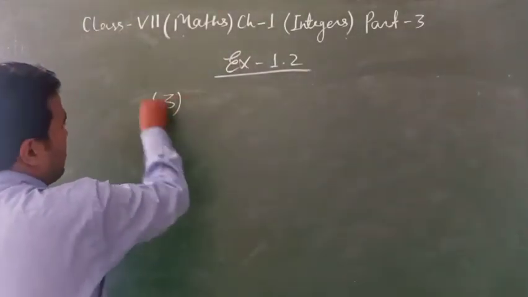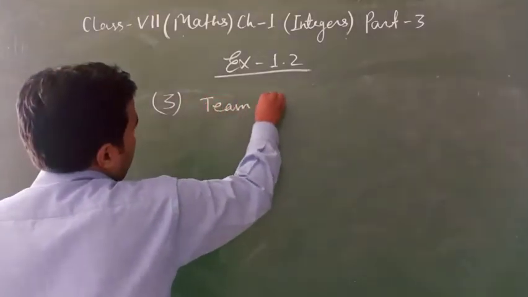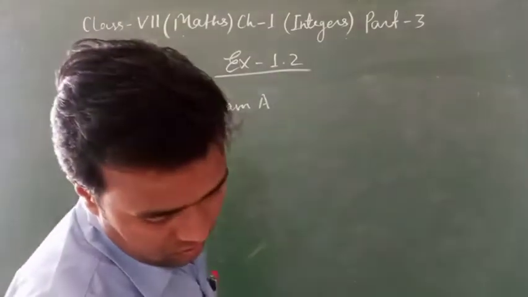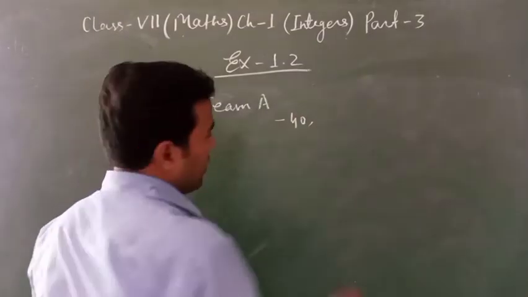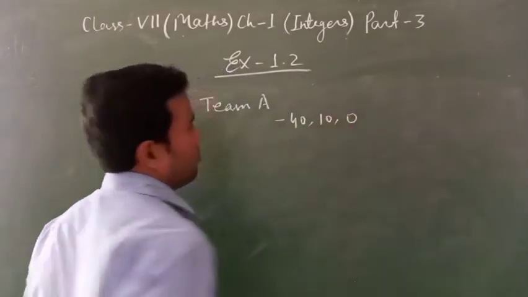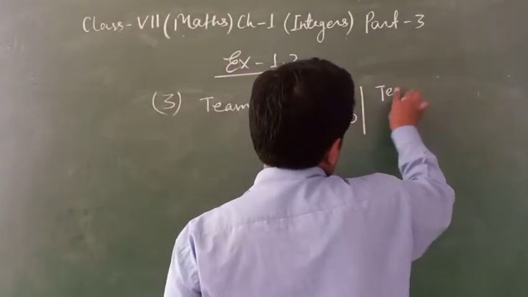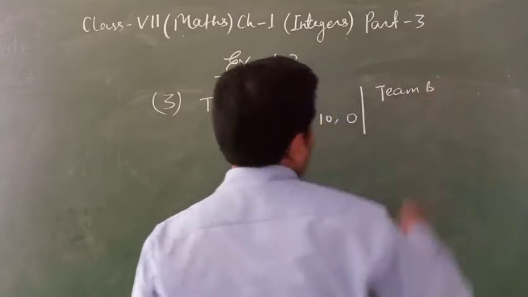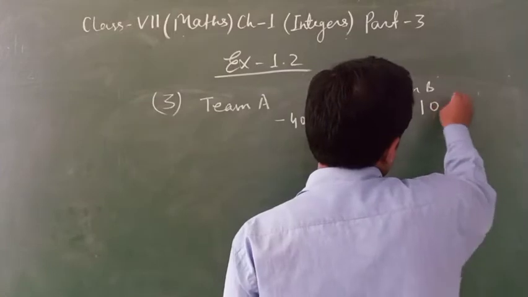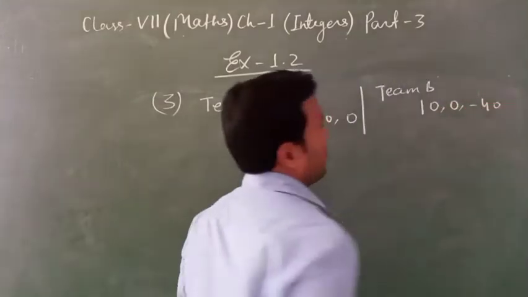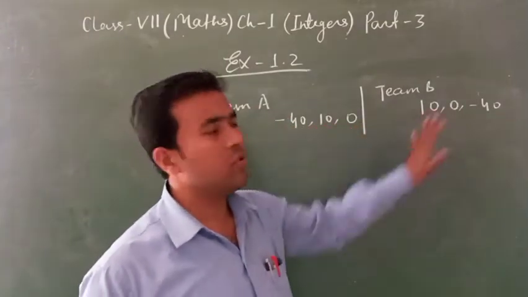Third question. Team A scored minus 40, 10 and 0. Clear? Team B scored 10, 0 and minus 40. Clear? Team A: minus 40, 10, 0. Team B: 10, 0, minus 40. Clear?